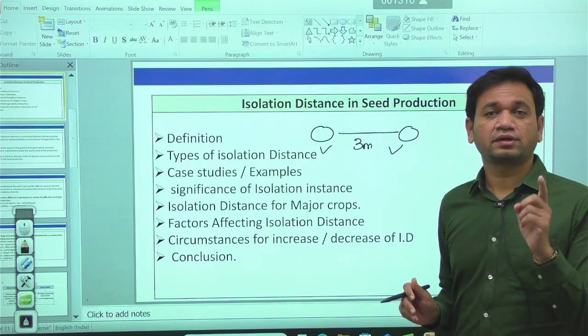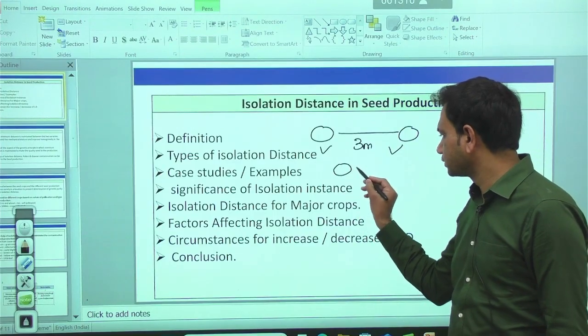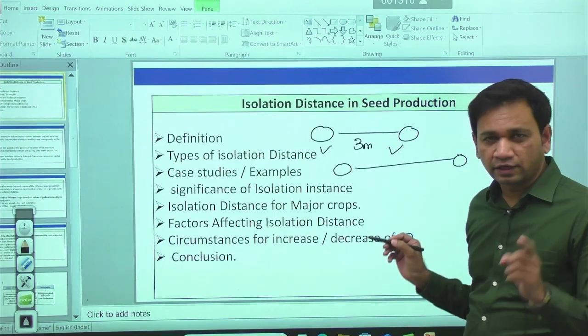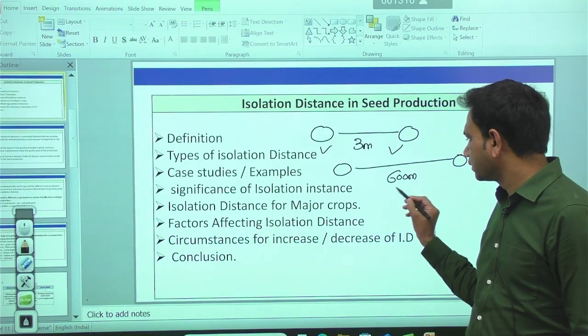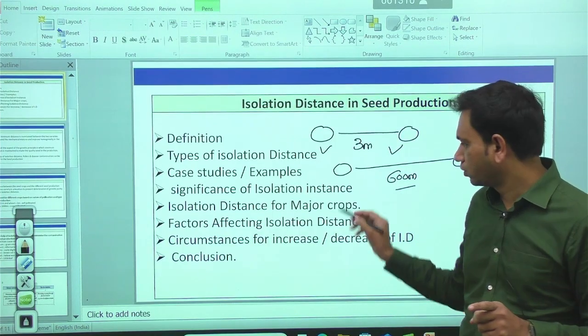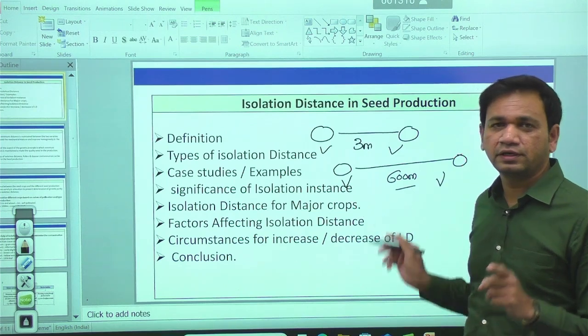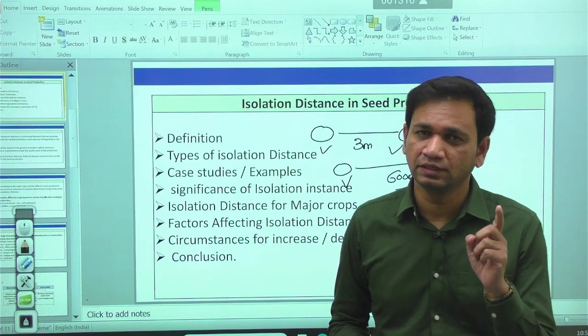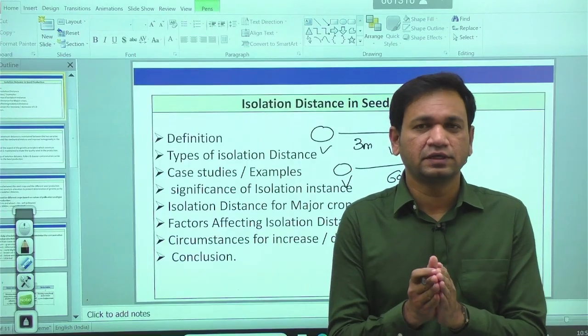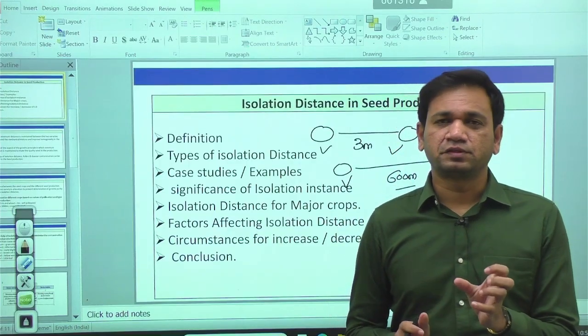But in the case of cross pollinated crops, we require more isolation distance between one field and another. There we require a minimum of 600 meters. We need to maintain a minimum distance of 600 meters from one variety to another variety. In that way, we can minimize contamination in the seed lot as much as possible. It is one of the methods of the genetic principle in quality seed production.